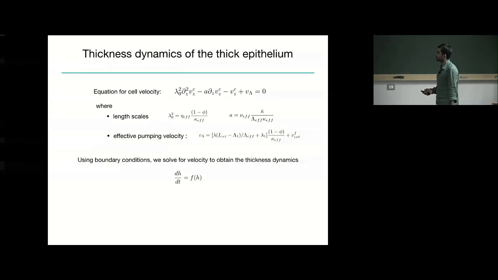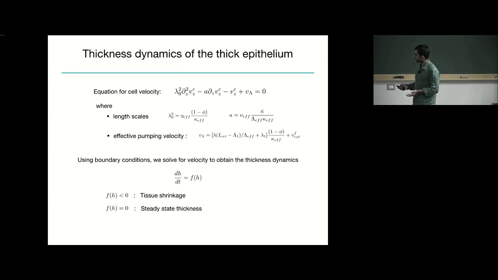So if you use the boundary conditions, you obtain the thickness dynamic equation. So this is the equation. Even if I don't write down the explicit form of the function of h, you can appreciate that if f(h) is less than 0, then dH/dt is negative, and the tissue shrinks. If f(h) is equal to 0, then you get a finite steady state tissue thickness. And if f(h) is greater than 0, then dH/dt is positive and the tissue grows.